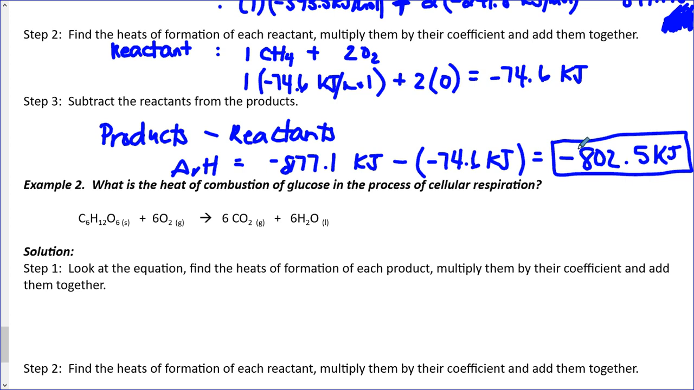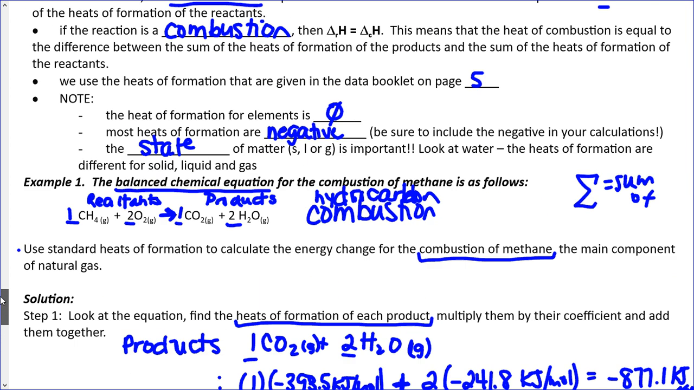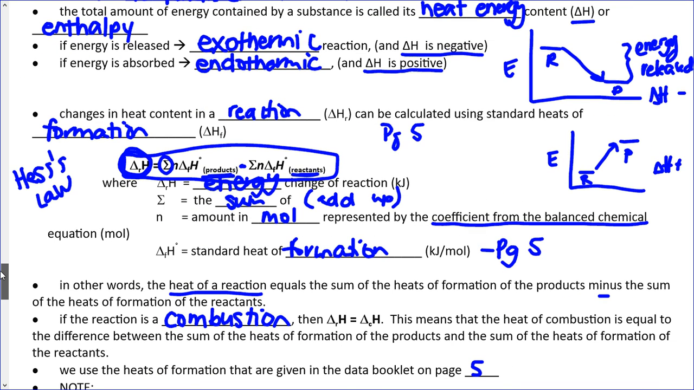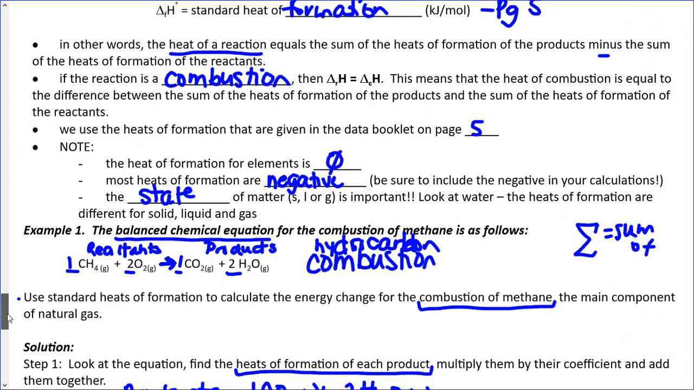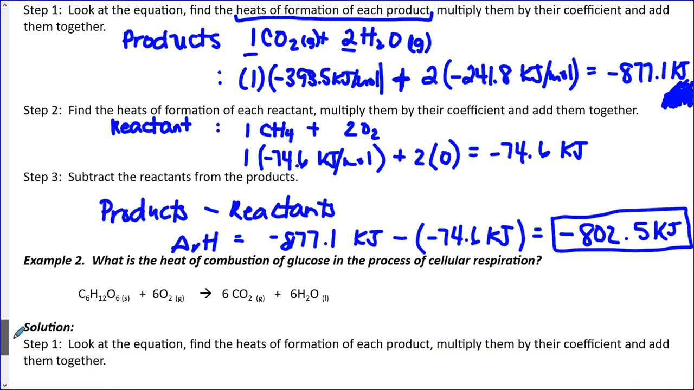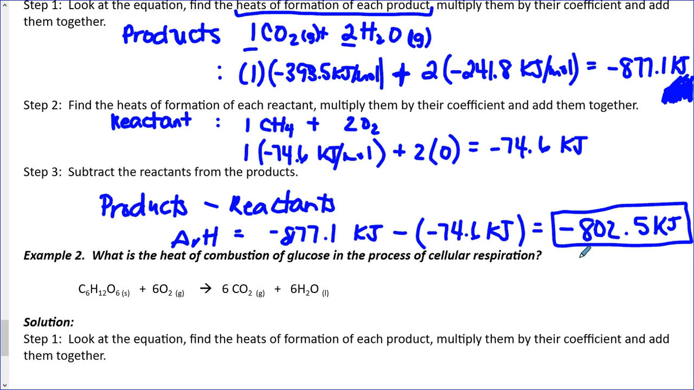So just sneaking back up our thing, delta H is negative. So this is an exothermic reaction. And that should make sense, right? If we're burning methane in our house to heat our homes, we want to have energy being a product. We want energy produced, so that's an exothermic reaction.